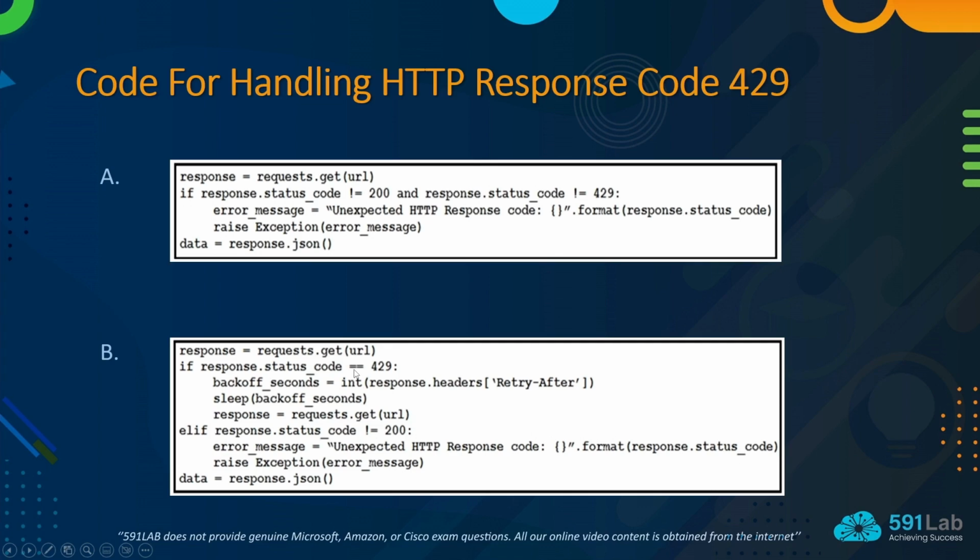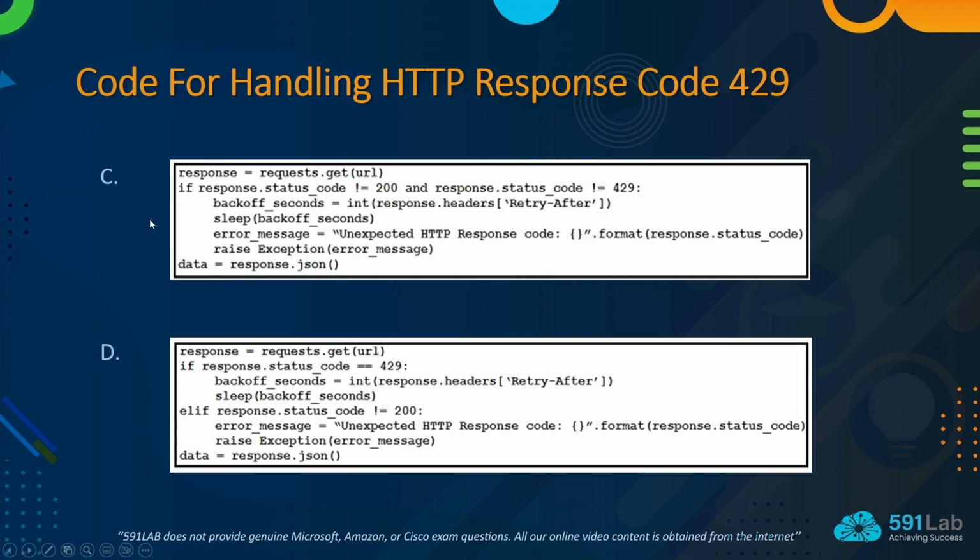If the status code is not 429, then check the response status code. If the status code is not 200, maybe something is wrong, not 200, not 429, maybe an error. So we raise an exception, and then we get all of the data. I think this is the correct answer because the 429 will be handled by this code, and the other errors will be output from the right mechanism.